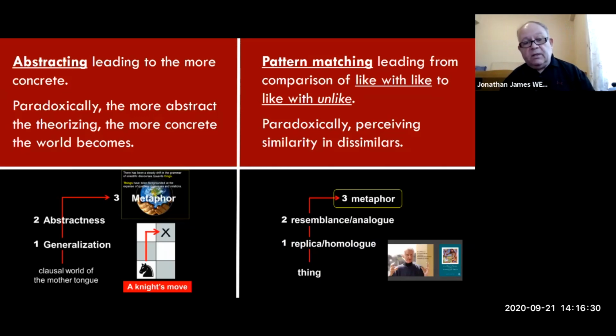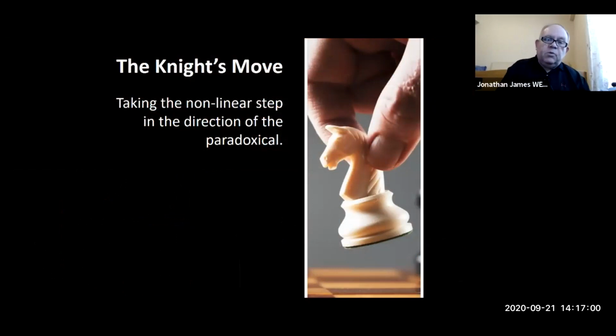And for Mears, he's saying that pattern matching is going from comparing like with like, and that is a common attribute, not just of humans, pattern matching, but of other primates as well. But then that sidestep, the paradoxical, seeing similarity in something that is completely dissimilar. It's the knight's move, Halliday calls it. The non-linear step in the direction of the paradoxical.